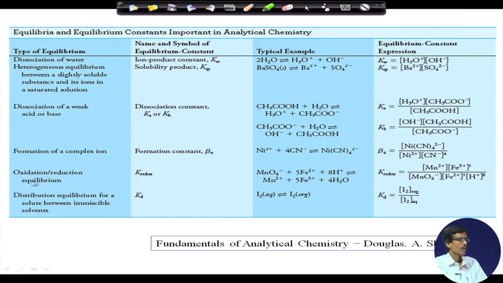Okay. Then if we go to the redox reaction, where it is not proton transfer but electron transfer that takes place, the permanganate ion is reduced to manganese ion, Mn2+, by ferrous ion. So, ferrous will be oxidized to ferric ion and permanganate is reduced to Mn2+, and we find that the K redox value.